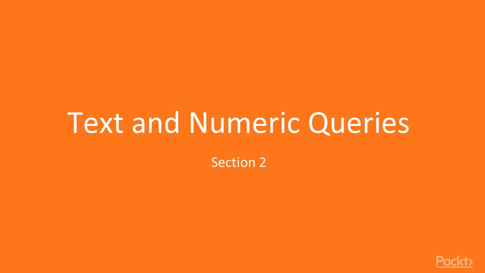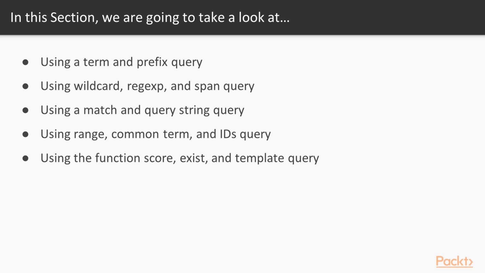Hi, welcome to the next section, Text and Numeric Queries. In this section, we'll be using a term and prefix query. Then move to using wildcard, regexp, and span query. We will then see using match, string, simple string, range, ID, and common terms query. Lastly, we will see function, score, exists, and template query.